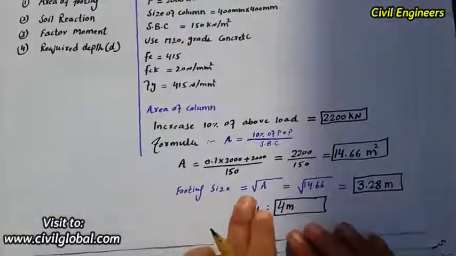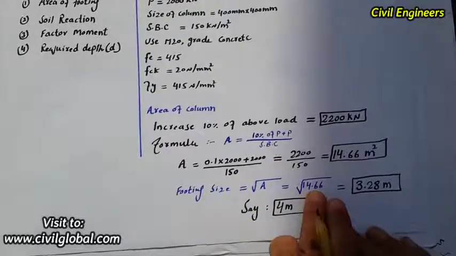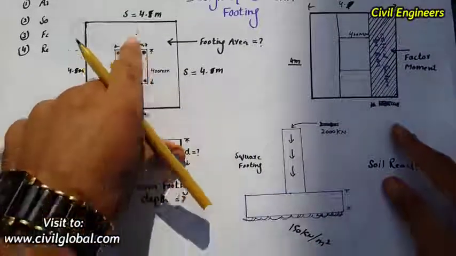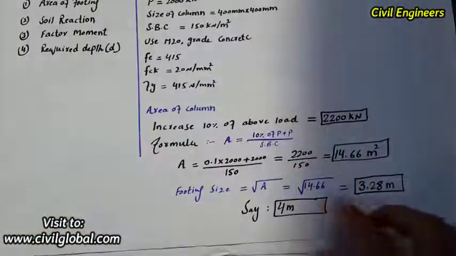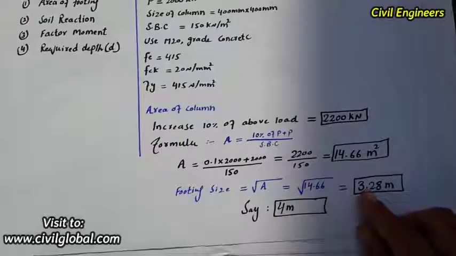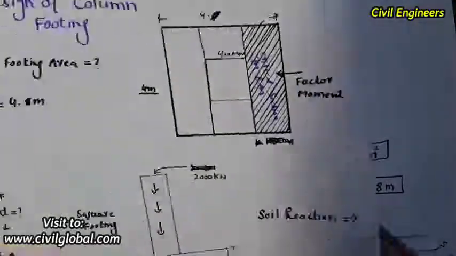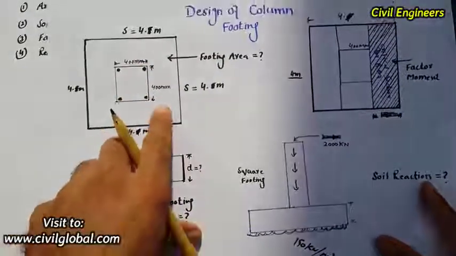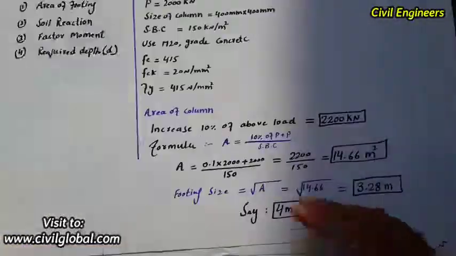Right, now the footing size: the area under root 14.66 will give one side of the footing. Because this is a square footing, S is equal to 4 meter. How? Because the square root of 14.66 will give you 3.28 meter, so say 4 meter. So one side is equal to 4 meter and the other side is equal to 4 meter, and the area will be 14.66. So the first step is clear.